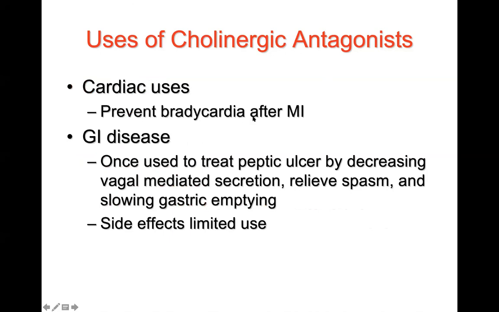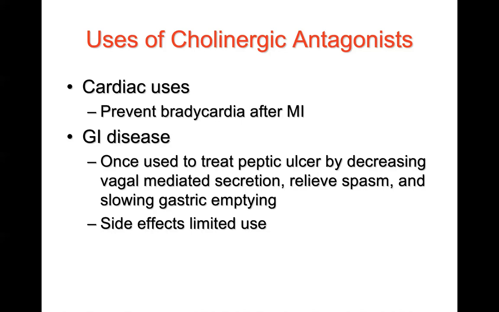So I've already mentioned the cardiac use. Some people after a myocardial infarction, their heart goes really slow, and that's usually due to excessive vagal tone. So we can use it to do that. And then, as I said earlier today, these drugs originally were used for treating peptic ulcer. The idea was by blocking the muscarinic receptor, that decreased secretion that comes from the vagus nerve. Also, we could see some spasm and slow gastric emptying, and it seemed that these drugs could address that.